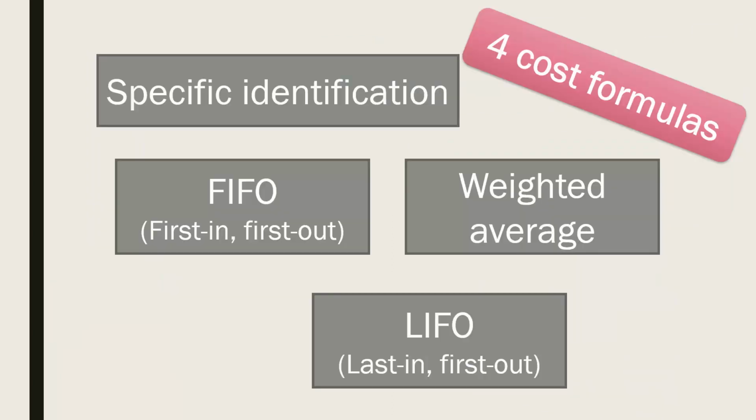There are 4 cost formulas we can use: specific identification, first in, first out, FIFO, weighted average, and last in, first out, LIFO.